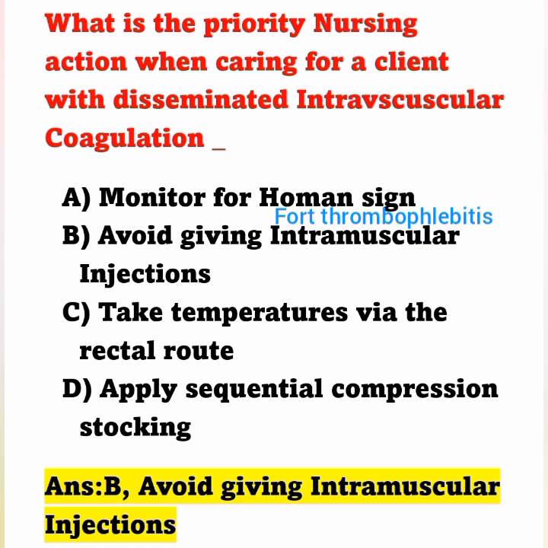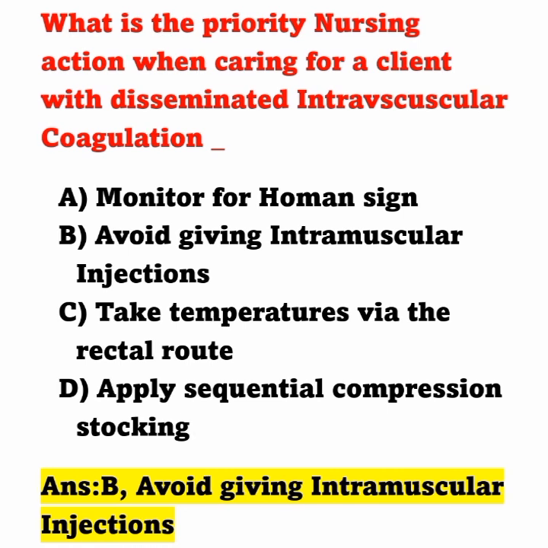First option, monitor for Hoffman's sign. This is one of the features of thrombophlebitis. And option C, take temperature via rectal route. This can cause potential injury and bleeding but is not associated with DIC. And the last option, apply sequential compression stocking. This is mainly used to prevent thrombophlebitis. Here the correct answer is option B, avoid giving intramuscular injections. Move on to the next question.